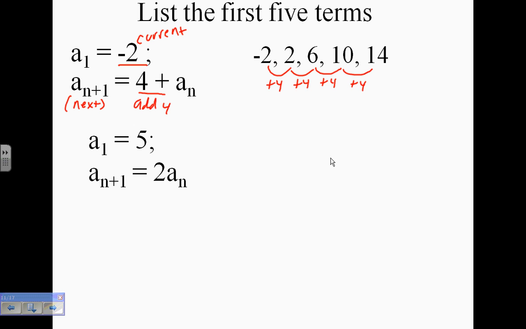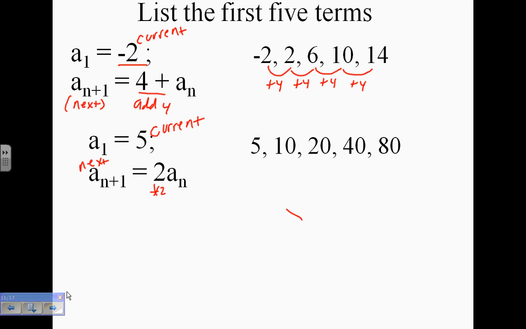Try this one on your own. Current term is 5. Next term is a sub n plus 1. And to get your next term, you're going to multiply by 2. Shouldn't be that difficult. All right, good. 5, 10, 20, 40, 80.